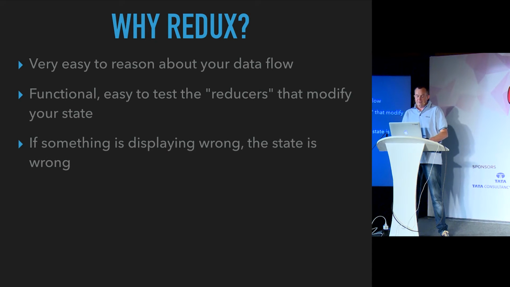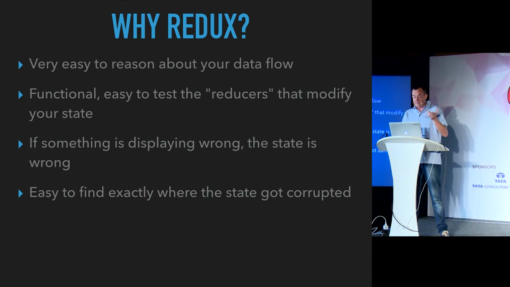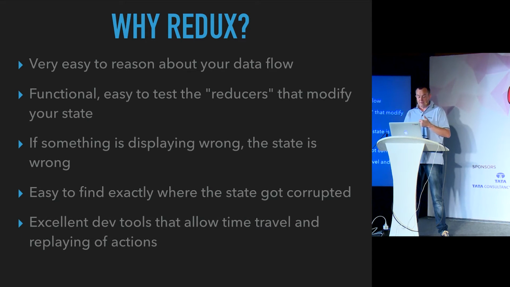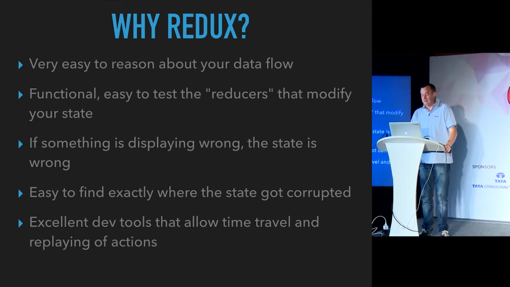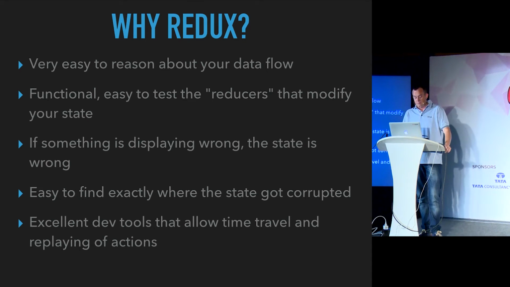And you know that if something is displayed wrong, then the state is wrong. And if the state is wrong, it's pretty easy to find where it got corrupted because you have this list of actions that got dispatched, and you can see exactly where it went from being okay to being broken. And you can do that with an excellent set of developer tools that Redux has that allow for things like time travel and replaying actions, and it's very, very developer friendly.